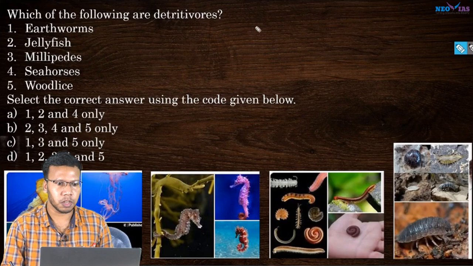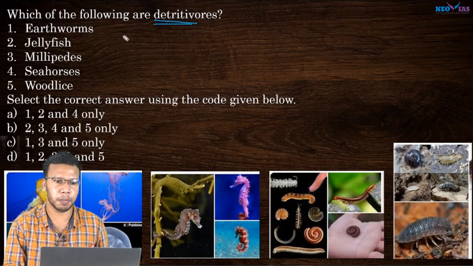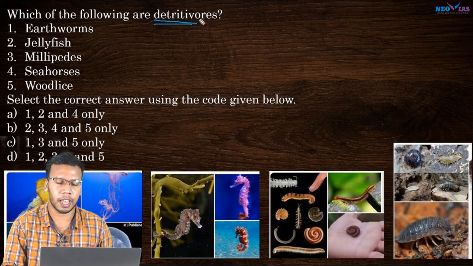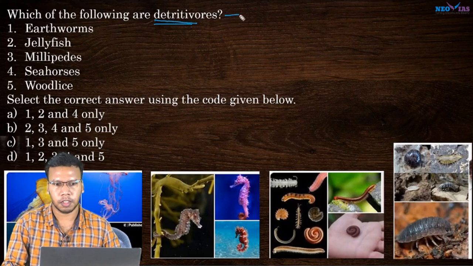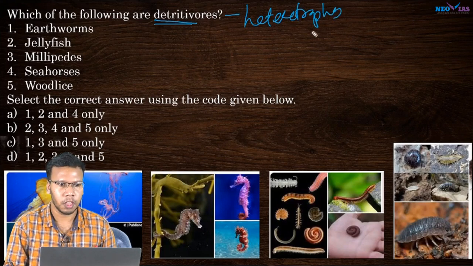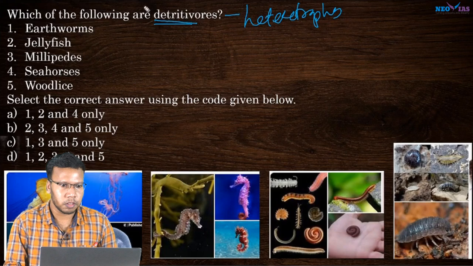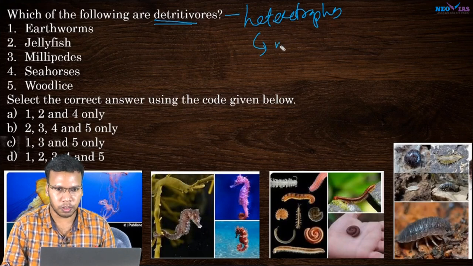Now here we have a question from the animal kingdom. They are asking what detritivores are. They have given 5 names of living organisms and have asked which of them are detritivores. So detritivores are heterotrophs. Heterotrophs means they are depending on others. They are obtaining their nutrients.